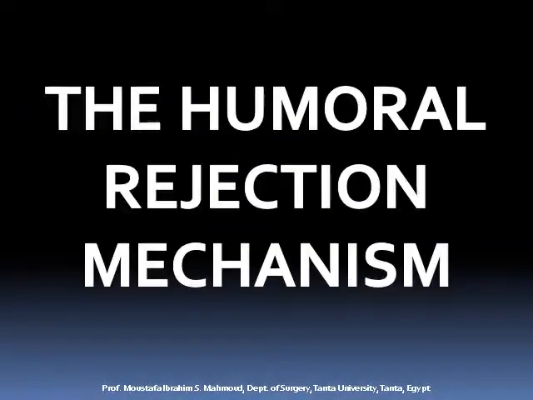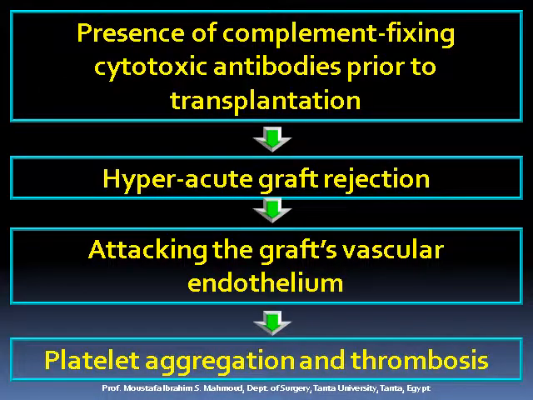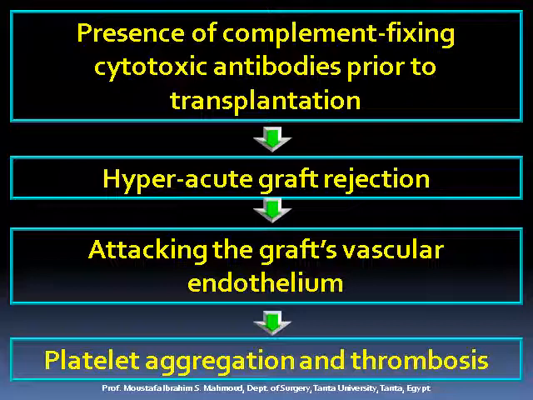The humoral rejection mechanism. Presence of complement fixing cytotoxic antibodies prior to transplantation leads to hyperacute graft rejection. Attacking the graft's vascular endothelium leads to platelet aggregation and thrombosis.